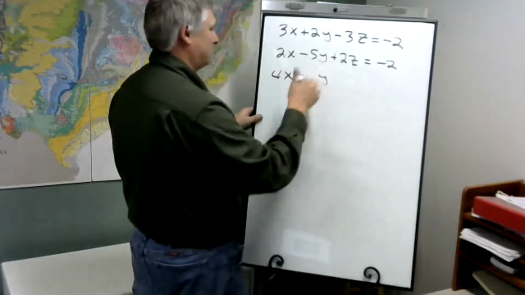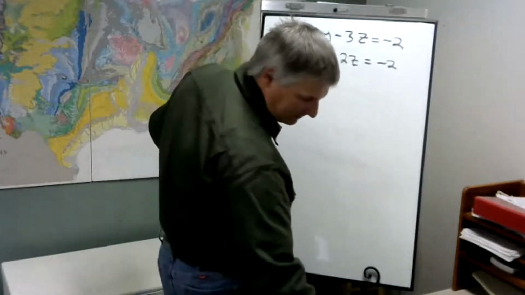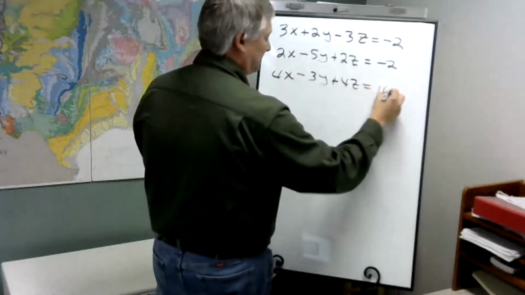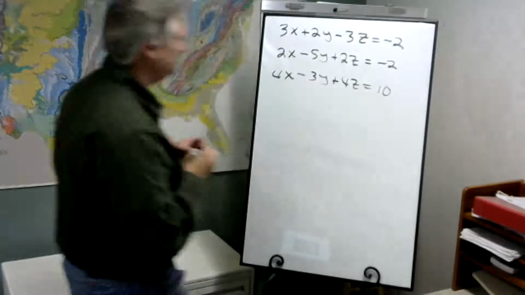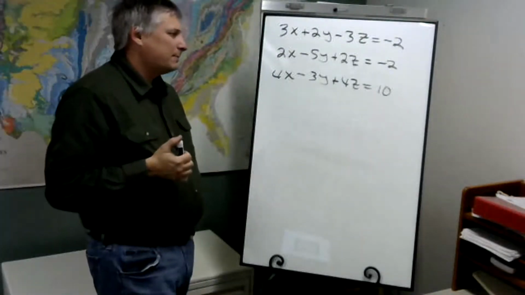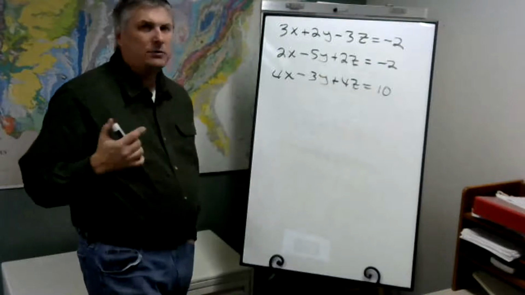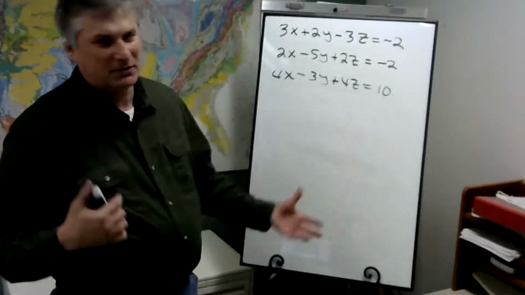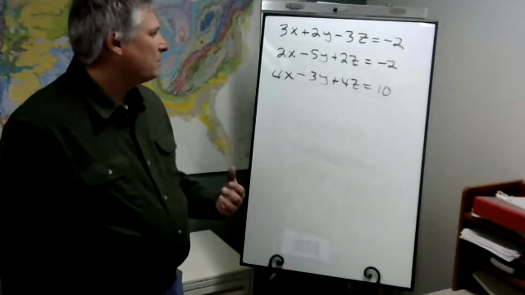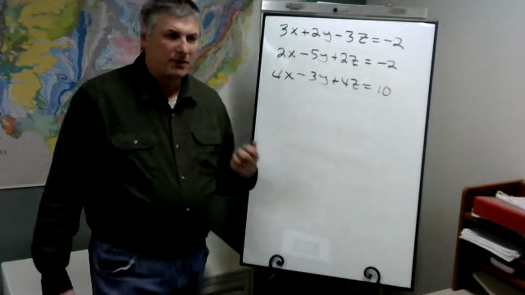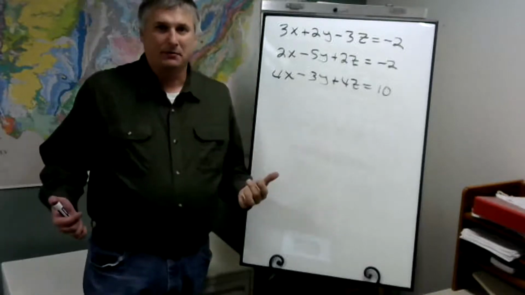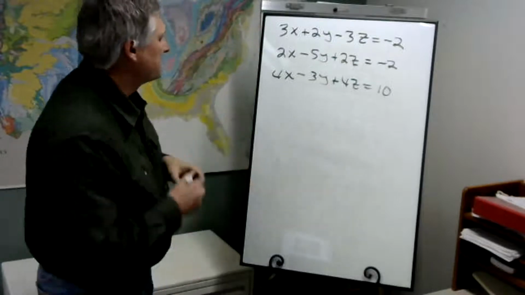Minus 3y plus 4z equals 10. So in this scenario, we want to come up with two equations, and we could decide if you want x and y's, y and z's, x and z's. Let's say we want two equations with x and y's instead of three equations with x, y's, and z's. So let's take these two.